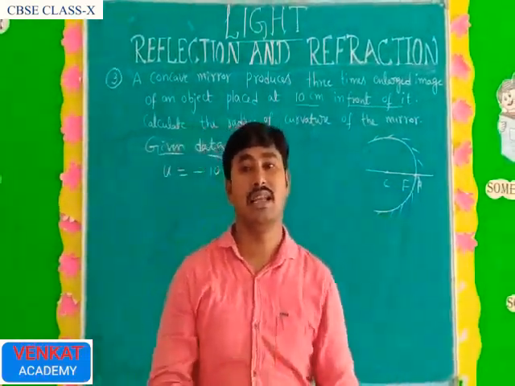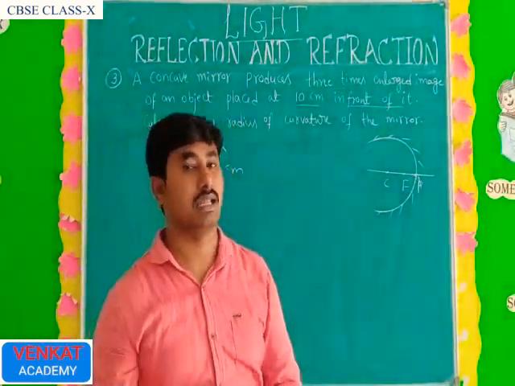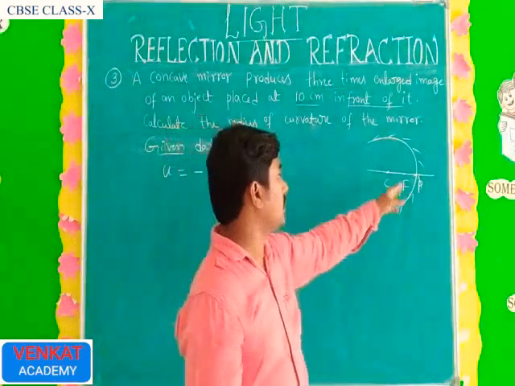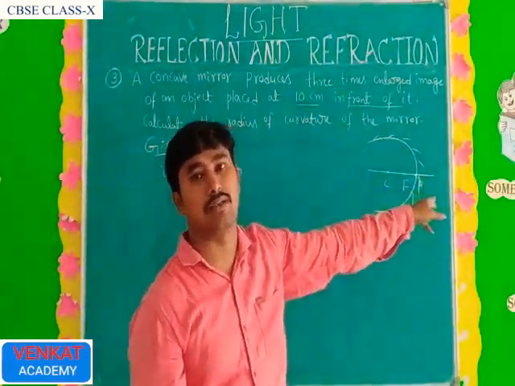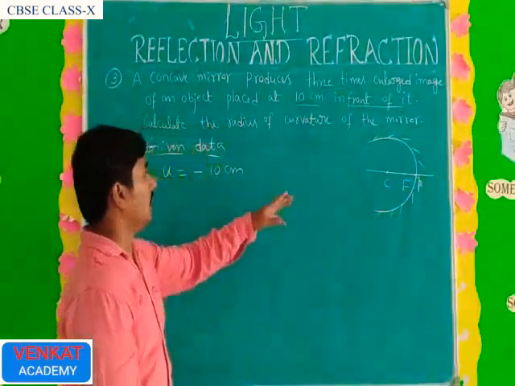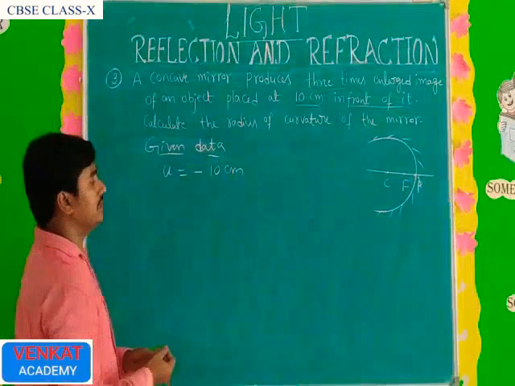So if the image is real, the magnification must be negative. I said this already in the previous classes. If the image is real, magnification is negative. If the image is virtual, the magnification is positive. So here the image is a real image, so the magnification must be negative.